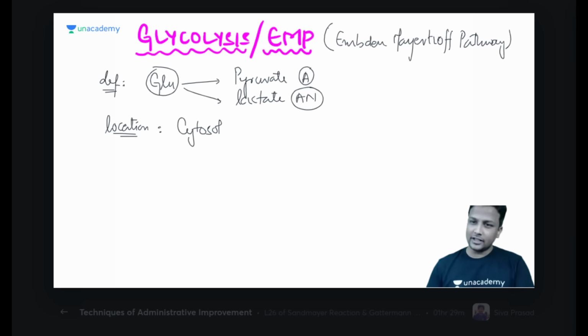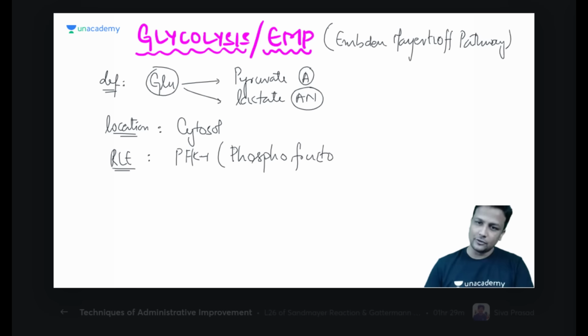Every student knows that. The third thing they can ask you is the rate limiting enzyme of glycolysis, where we can regulate and control glycolysis. Most students will know this one: PFK1. And what is the full form of PFK1, sir? It is phosphofructokinase 1. Phosphofructokinase 1.